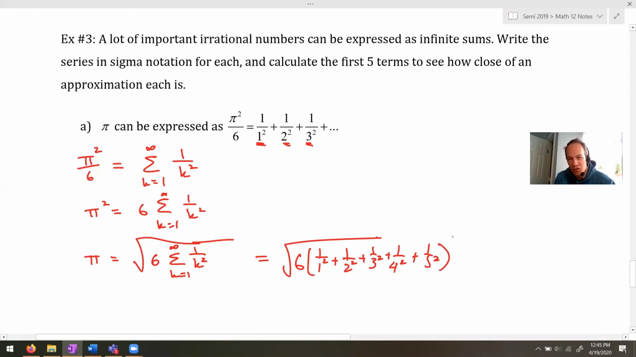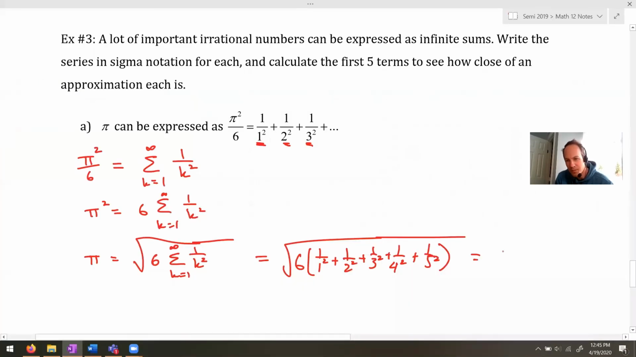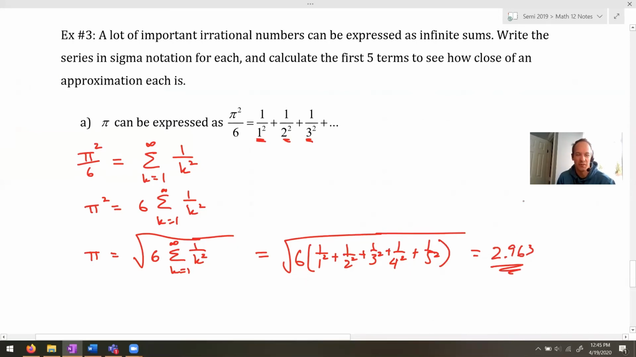Here's a pop quiz question. Is this a geometric series or not? The answer is absolutely not. So this is 2.963. Not the best approximation, but it's something.